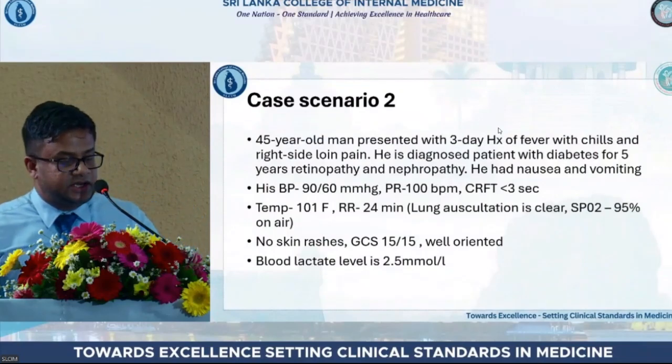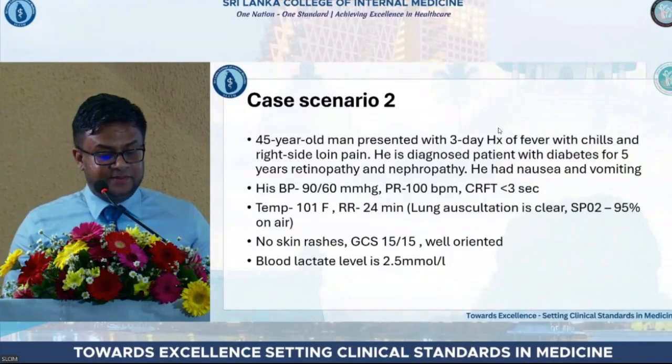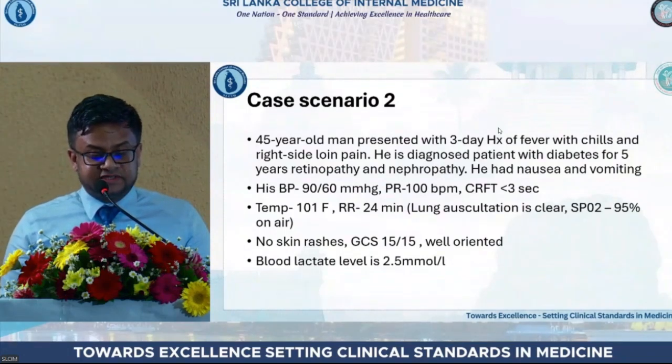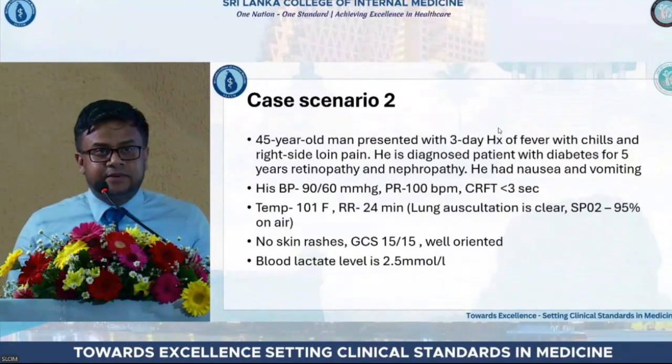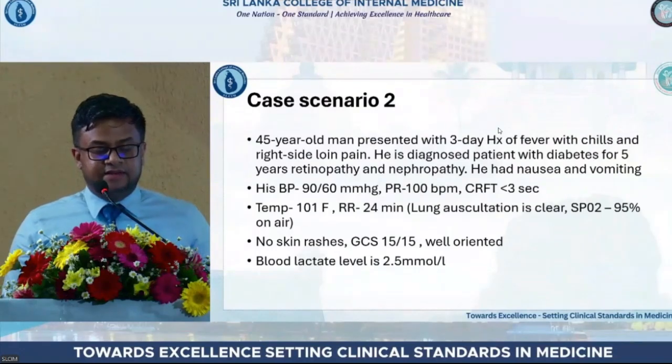Let's move on to case scenario 2. Now we have a different patient, a 45-year-old male patient presented with a 3 day history of fever with chills and right-sided abdominal pain. He was diagnosed with diabetes 5 years ago, with retinopathy and nephropathy. He had nausea and vomiting, and his hemodynamics are unsettling. BP 90/60, pulse rate 100, CRFT less than 3, and he has a high temperature, and his blood lactate level is 2.5.